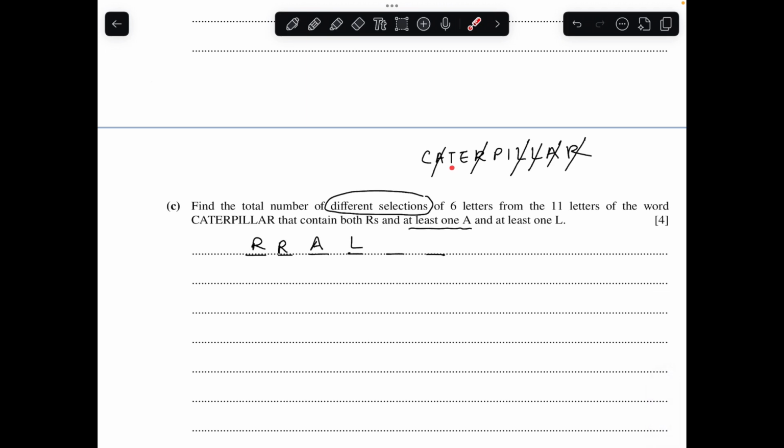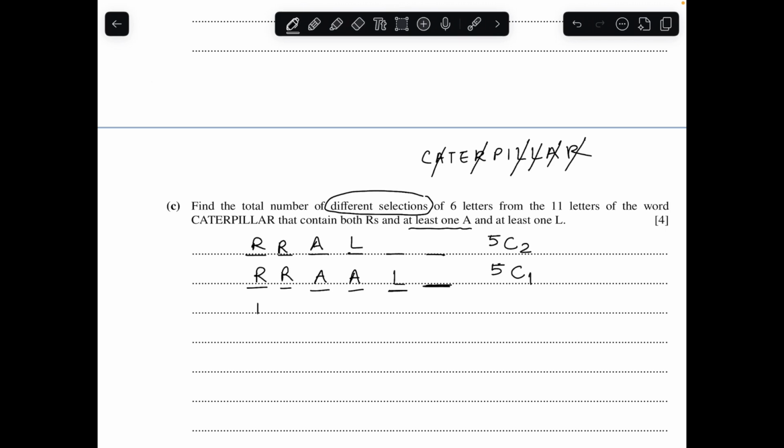So what is left over here is 1, 2, 3, 4, 5. So 5 letters left. So from 5 we need to choose 2 to fill this remaining space. This is one possibility. The 2 R's are there. At least one A. Let's say we have both the A's. We need to have one L at least, and then there is one remaining space which can be filled by any other letter from the remaining 5. So the next possibility is 5C1.